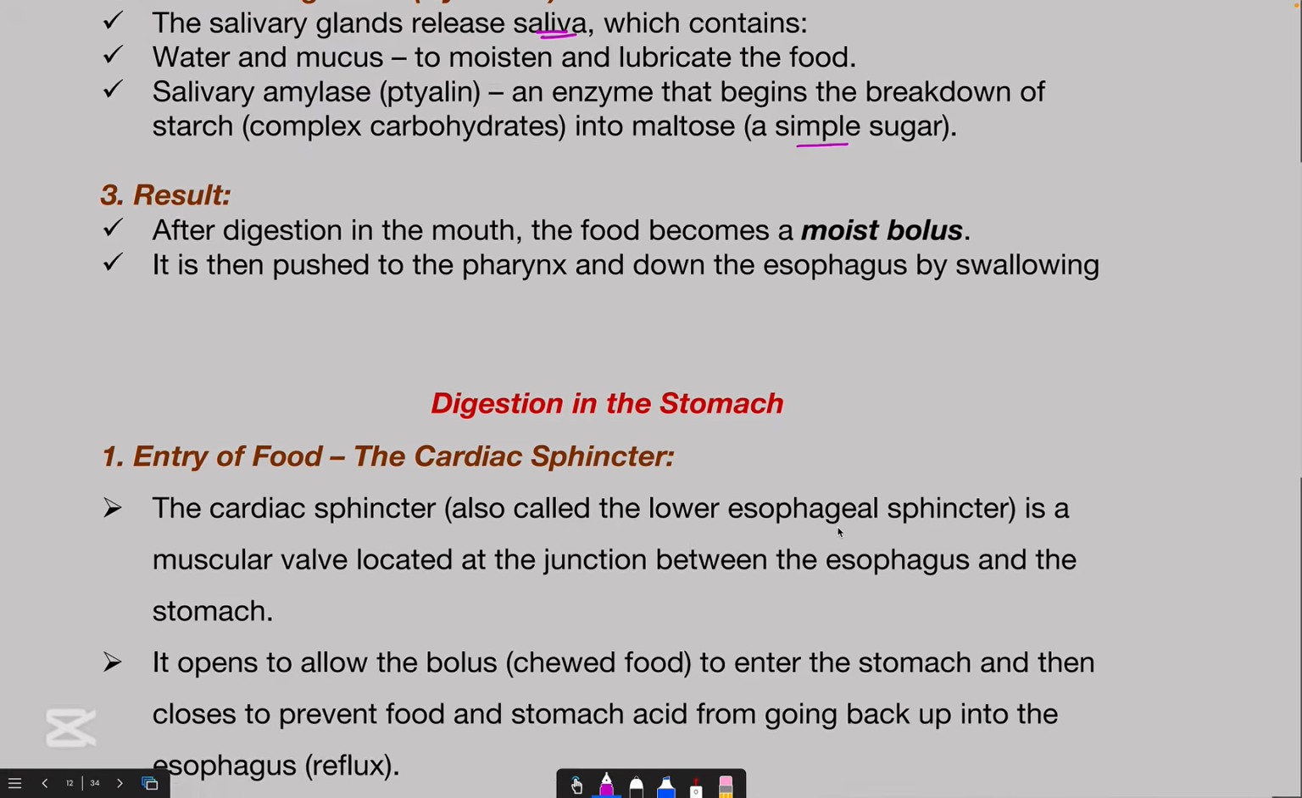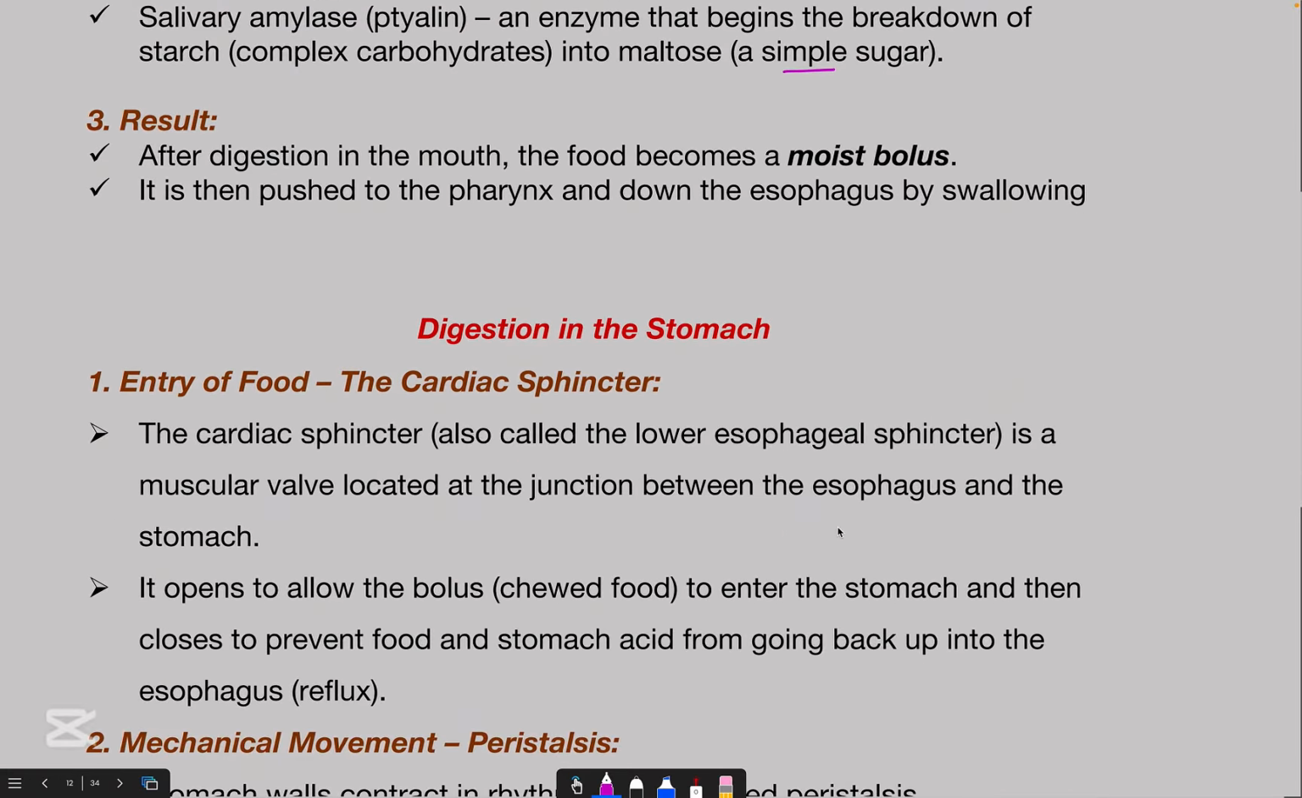Then digestion in the stomach. From the esophagus, the food has to go to the stomach. But there is what we call the cardiac sphincter. This cardiac sphincter is also called the lower esophageal sphincter. What is its function? The esophageal sphincter is located at the junction between the esophagus and the stomach. Now, what is its function?